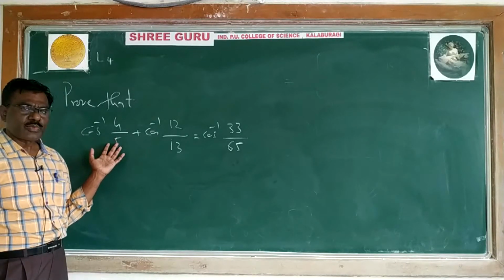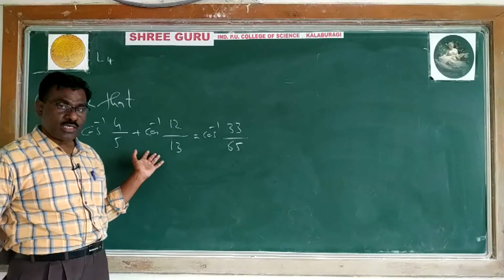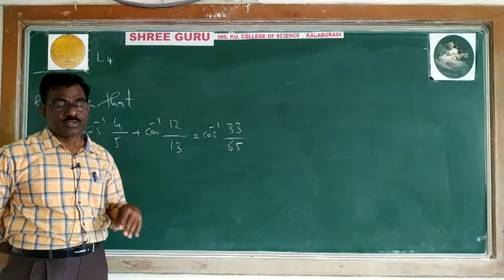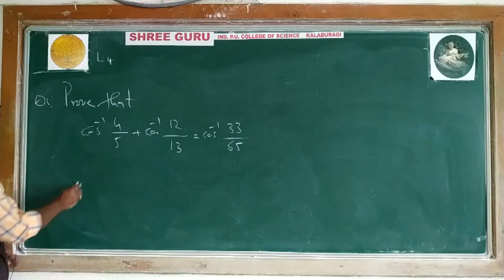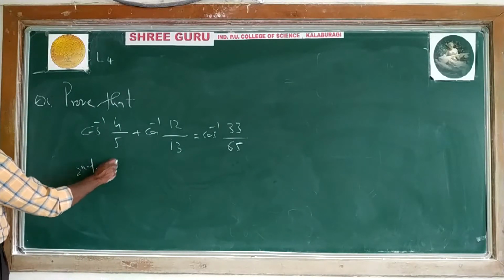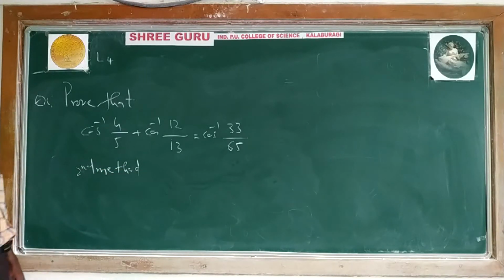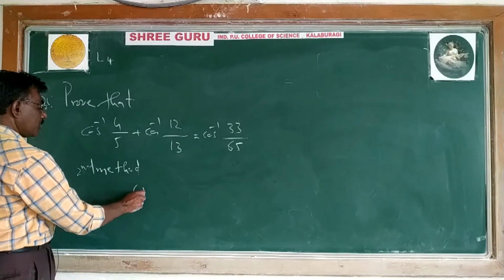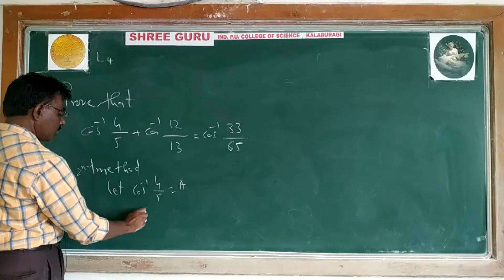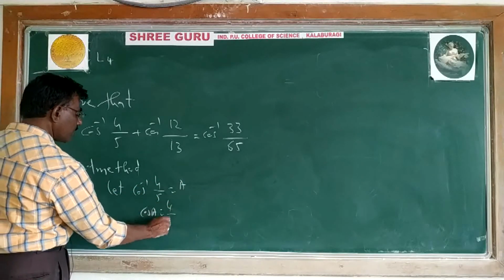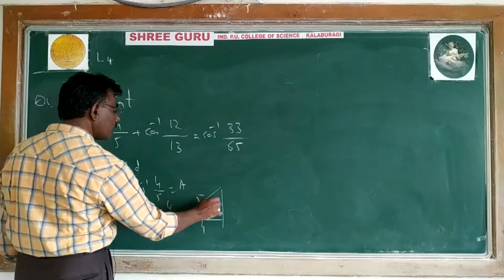This is cos inverse in terms of tan inverse. We can convert cos inverse into tan inverse. It is better to go to a right angle triangle, which is very important, okay? And the second method: let cos inverse of 4 by 5 equal A, so cos A equals 4 by 5, okay? And this is the right angle triangle with sides 4, 5, 3.